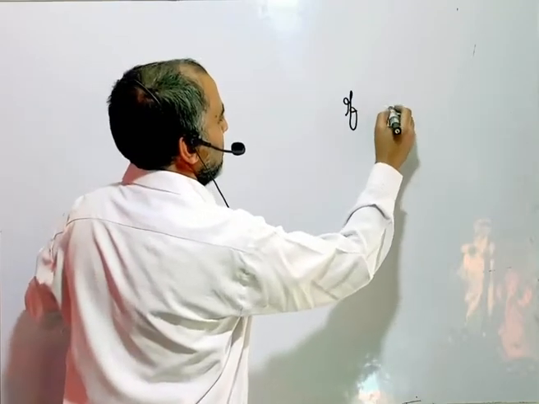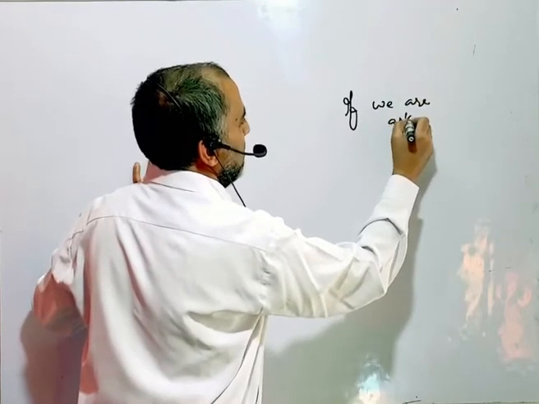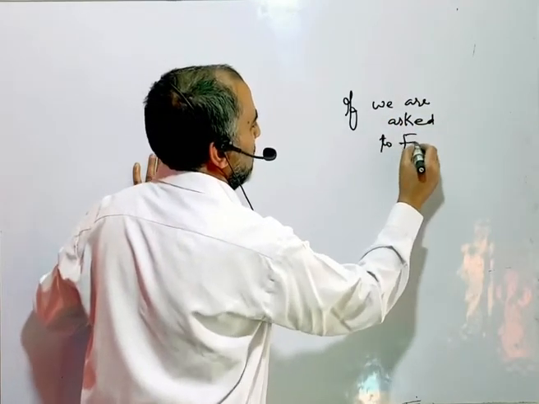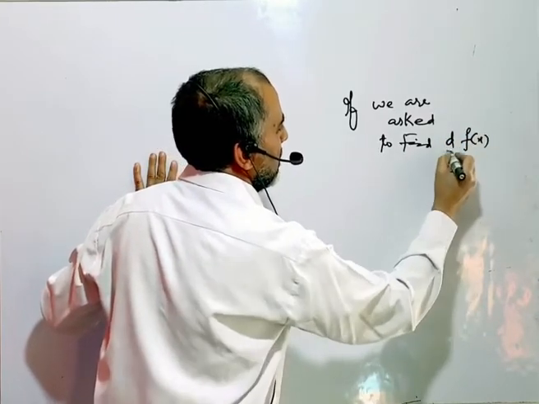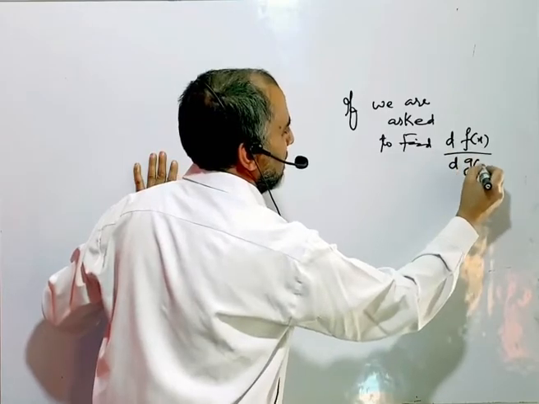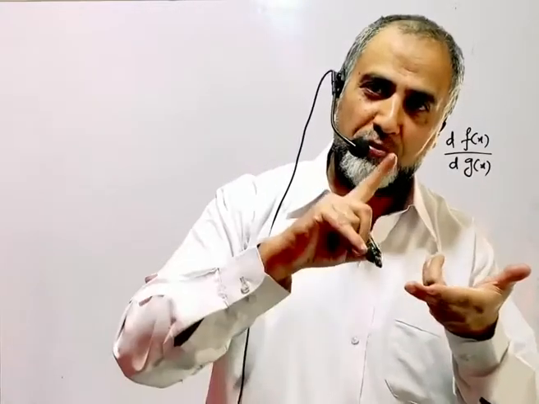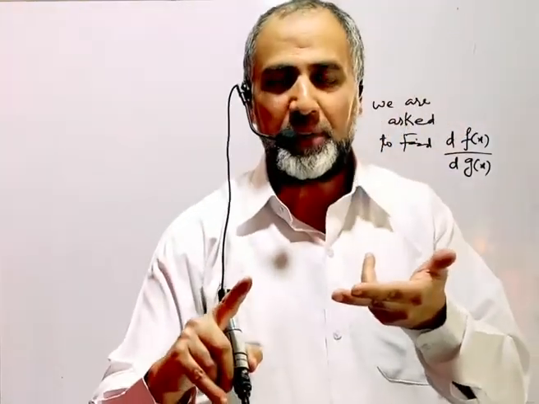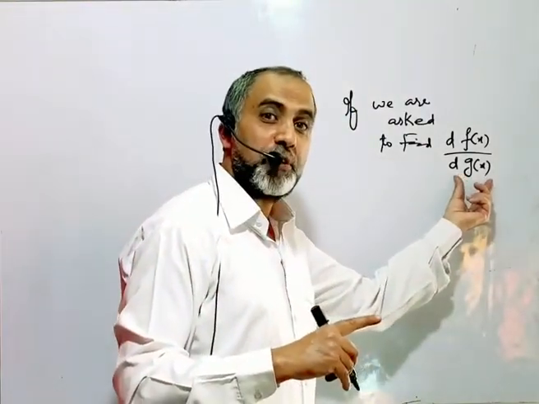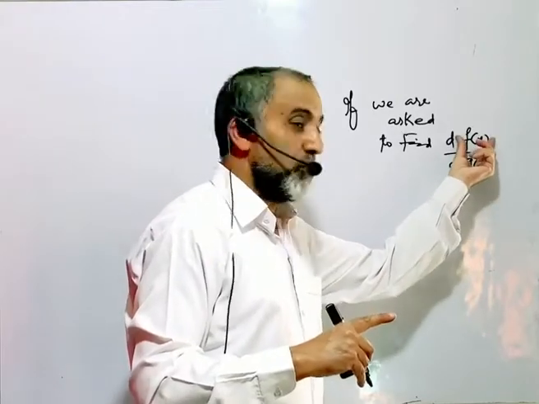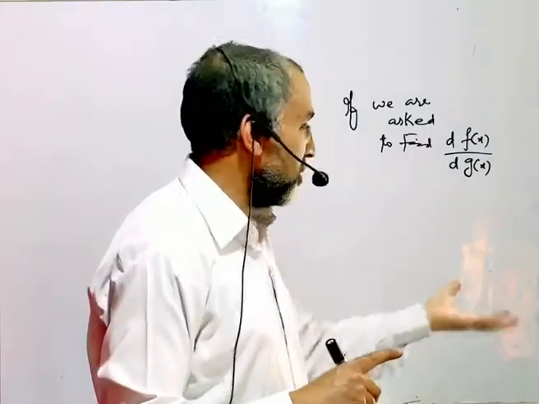If we are asked to find d f of x upon d g of x, we are asked to determine the derivative of function f of x with respect to another function g of x. Instead of y, we have f of x. Instead of x, we have the function itself.